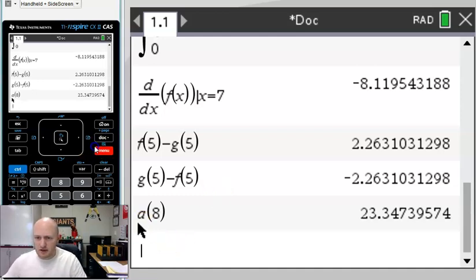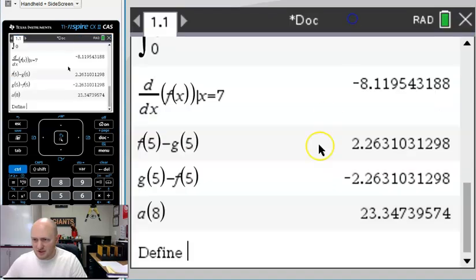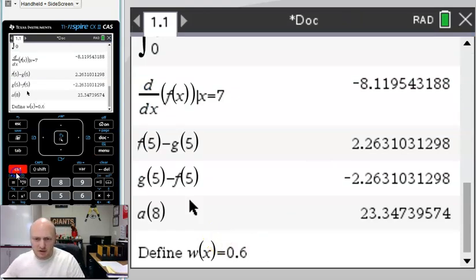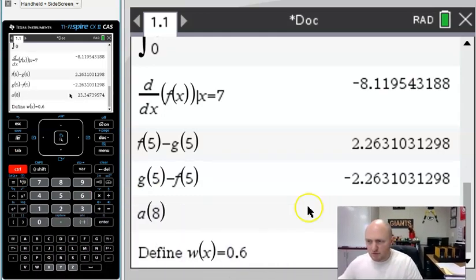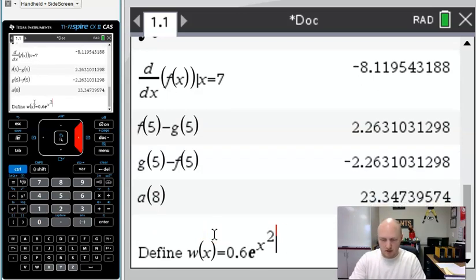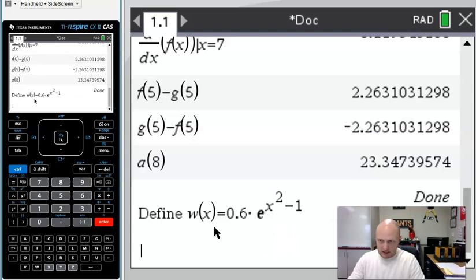So I'm going to say, okay, menu, actions, define. Quickly, let's define W of x. That is equal to 0.6. Control. Oh no, I don't want natural log, I just want e. E to the power of x squared minus 1. There we go. Got it.